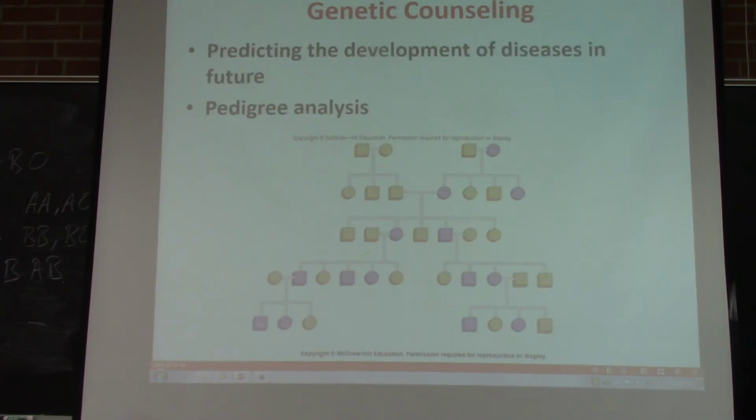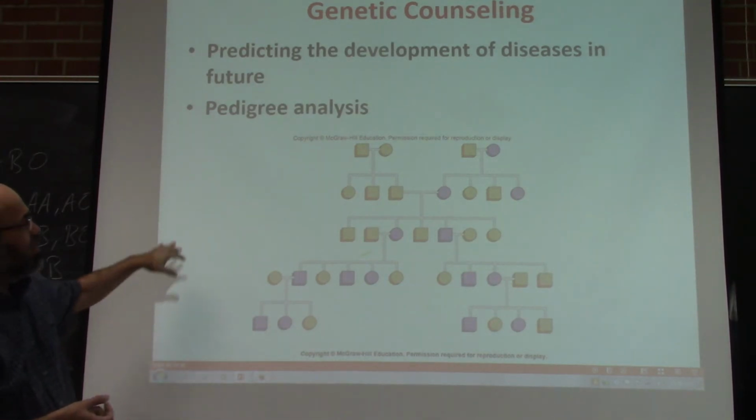Other things we can just ignore. In case of humans, it is difficult to find out what happens because we cannot cross them. In case of plants, we can cross the plants to each other. Even in case of animals, you can do the same thing. So in case of humans, pedigree analysis is done.